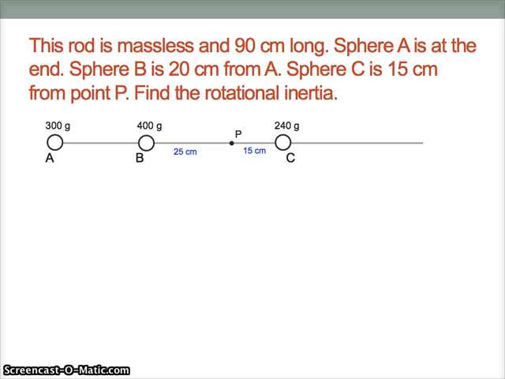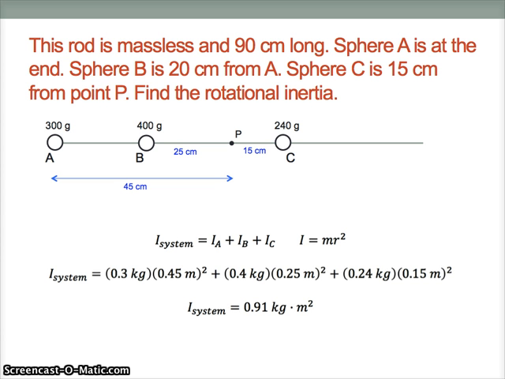And then finally, we've got to look at this next section here. Again, we know the distance between A and B, but that's not what I need. I need the distance between A and the pivot point P. So that's the half length of the rod. So I would use 45 centimeters in my calculation, making sure I calculate mr squared for each of the individual particles, and working in standard units. This is how that calculation would work out. Notice that if you mark up your diagram and determine all those distances beforehand, the calculation itself is very straightforward.